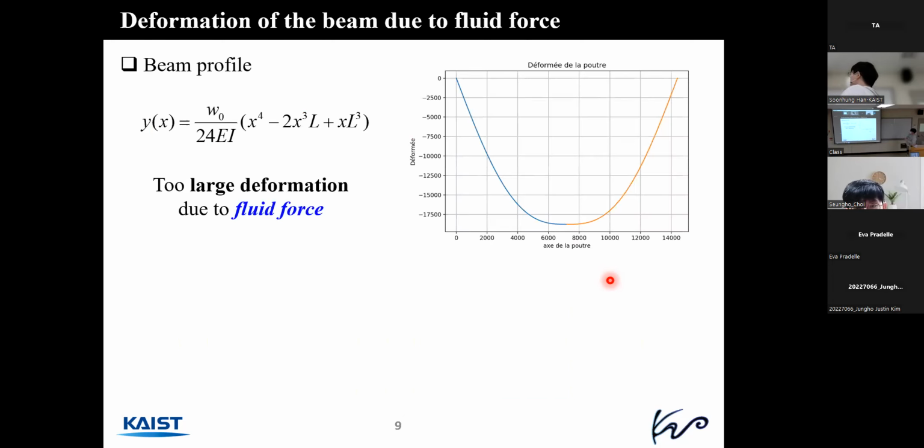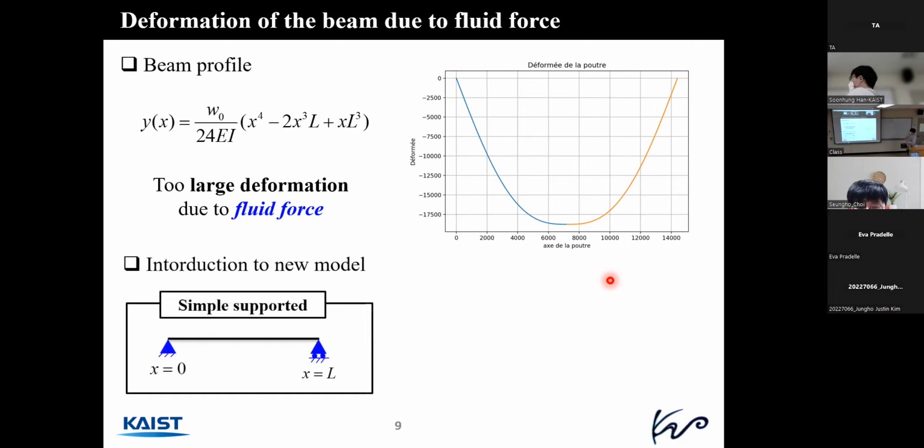By simply substituting some numbers, you can get a profile like this figure. But this figure shows that at the center, due to the fluid force, too large a deformation occurs. Therefore, we can conclude that the simply supported model is not proper when the fluid force is applied to the submerged floating tunnel. Therefore, the simply supported model can be changed to another new model.